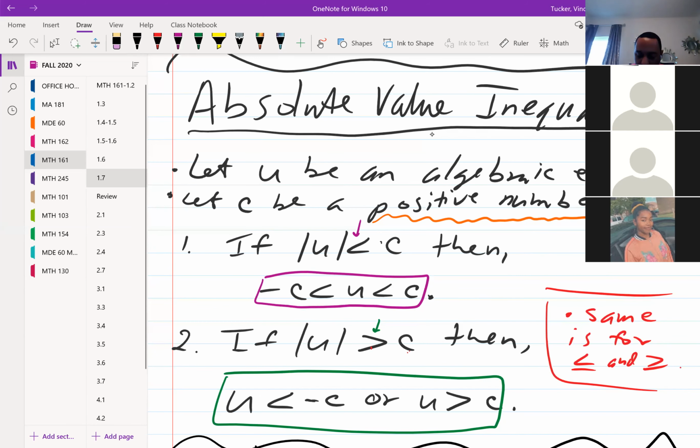Professor Tucker, can you say that one more time? When we have the less than symbol, we'll use this setup. When we have the greater than symbol, we'll use this setup. It's all going to be based on what symbol we have initially. Okay. Thank you. Oh yeah, no problem. And so you'll see when we actually do the examples, you'll see what I mean.